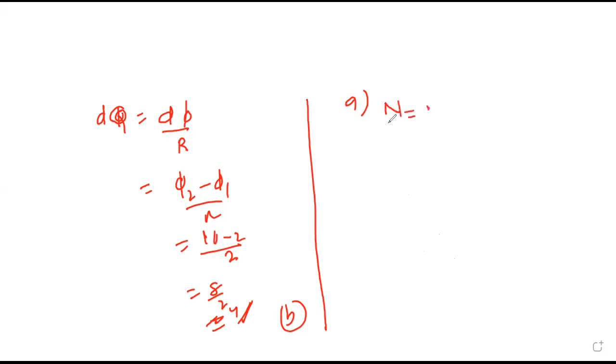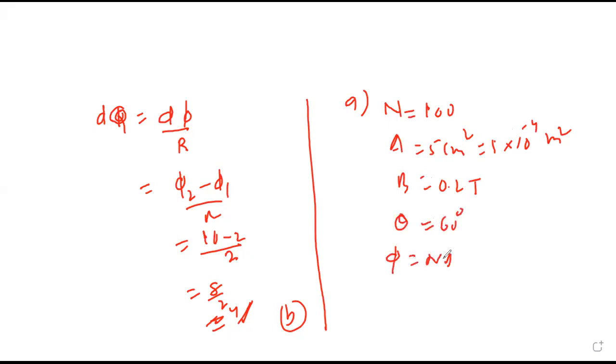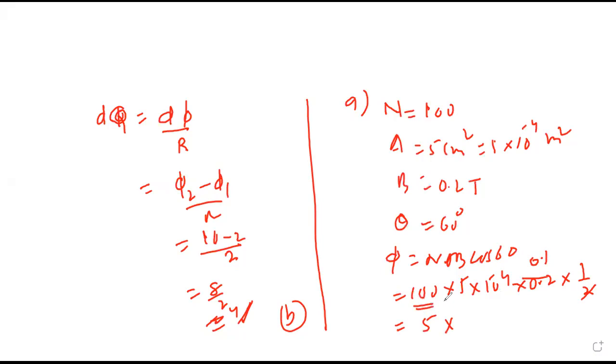The answer is 5 into 10 raised to minus 3, so option A. N is 100. 5 centimeter square is 5 into 10 raised to minus 4 meter square. B equals 0.2 Tesla. Normal to the plane makes angle 60 with the field, that is theta 60. What is flux? Simple, NAB cos 60. N is 100, A is 5 into 10 raised to minus 4, into 0.2, into cos 60 which is half. Half is 0.1, so this will be 5 into 10 raised to minus 3 Weber. Same answer? Yes, sir.